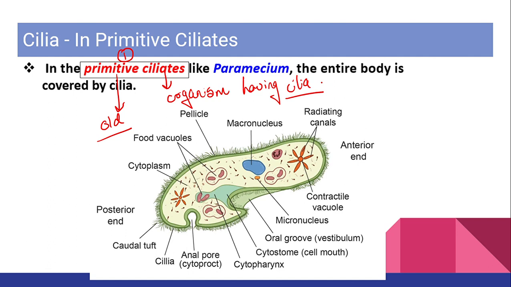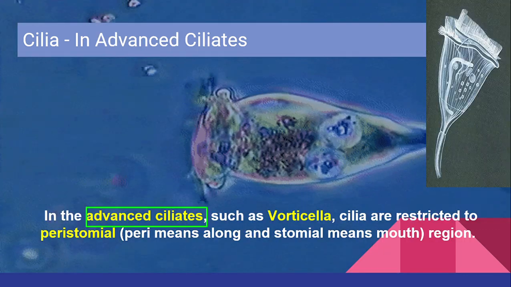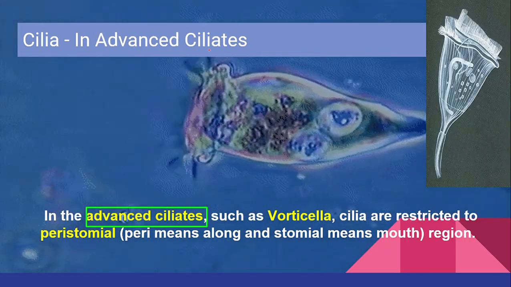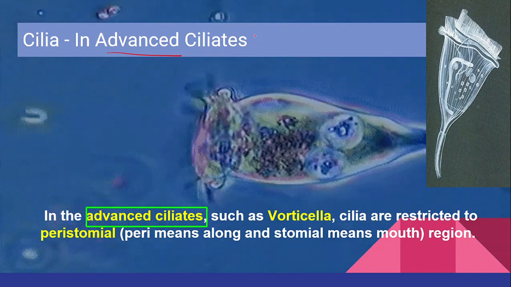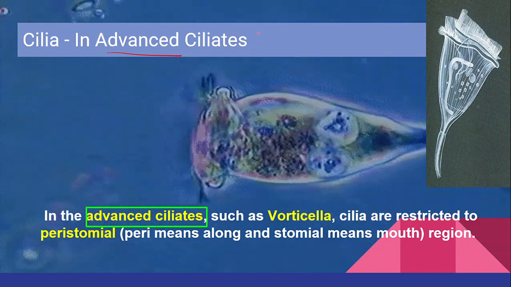So for ciliates you have one example, Paramecium. P for primitive, P for Paramecium. When we talk about the old or primitive ciliate, for example Paramecium, the entire body is covered with cilia. Just see this picture. The whole body is covered with cilia. This kind of organism we call a primitive ciliate. What about the advanced ciliate? Advanced ciliates are advanced, so obviously some good evolution must have happened in them, right?